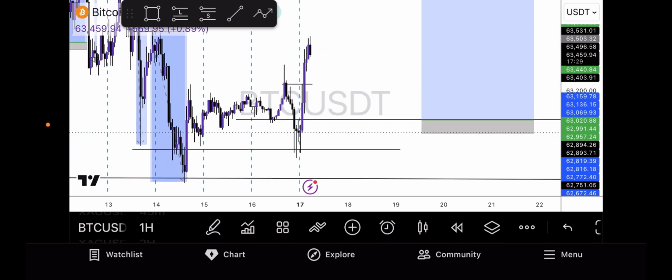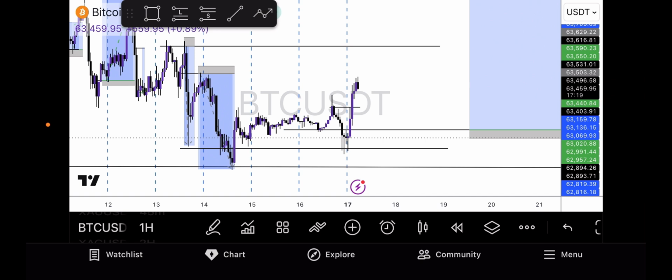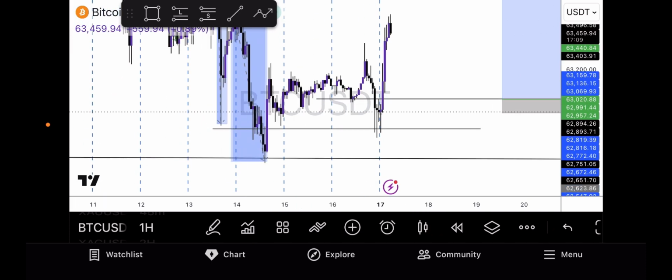Let's check gold. On gold, I have a view. So let's check how it's going to play out. So this is an invalidation. I'm waiting for the entry. So I'll keep on watching it and see whether it's going to play out or not. But it's based on confirmation. I use confirmation before I take my trade. All right, let's go to the gold.